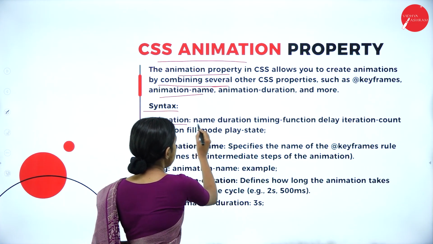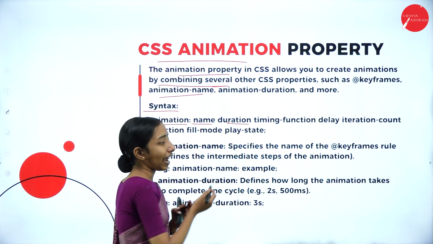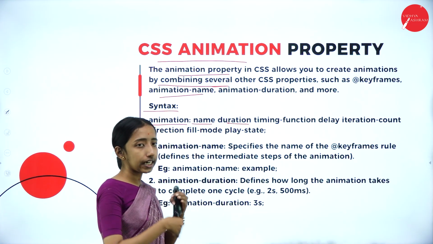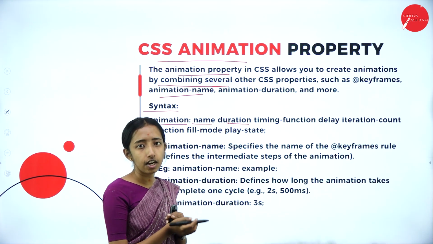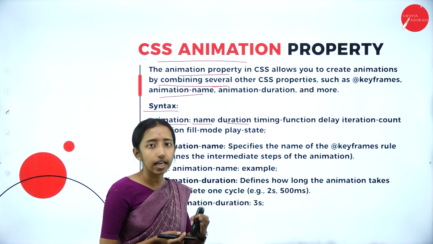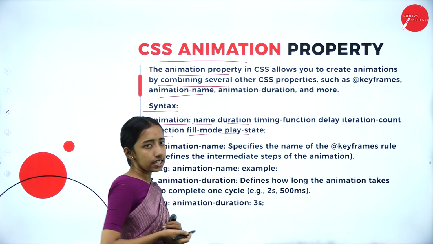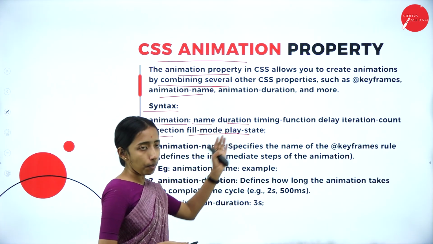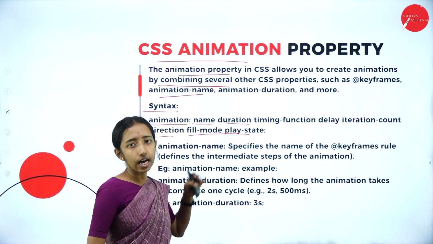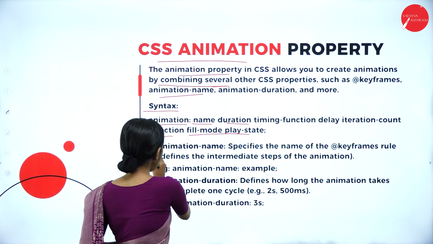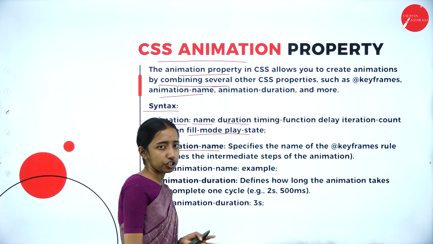So here the name, duration, timing function, delay, iteration count, like infinity or the count of how many times you want to repeat the animation, direction, fill mode, and play state. So these are the properties that we will be applying to the animation. The first one is the animation name.